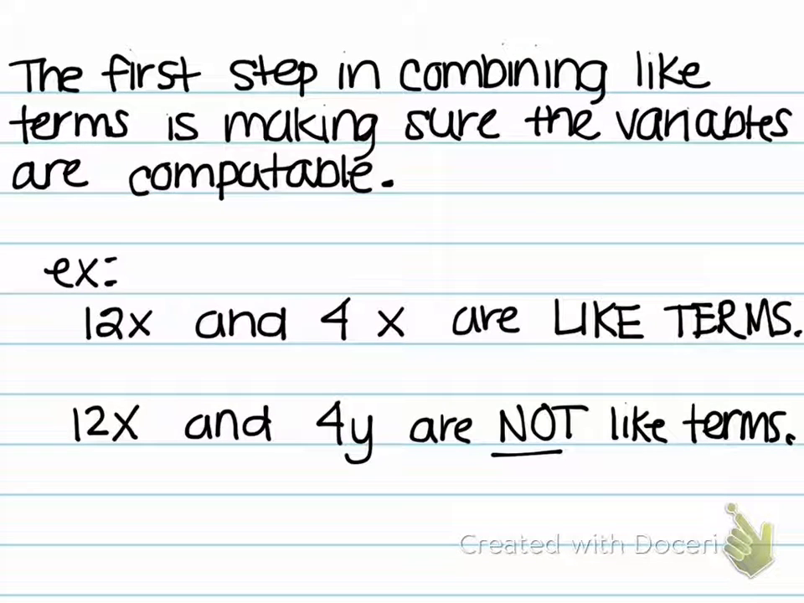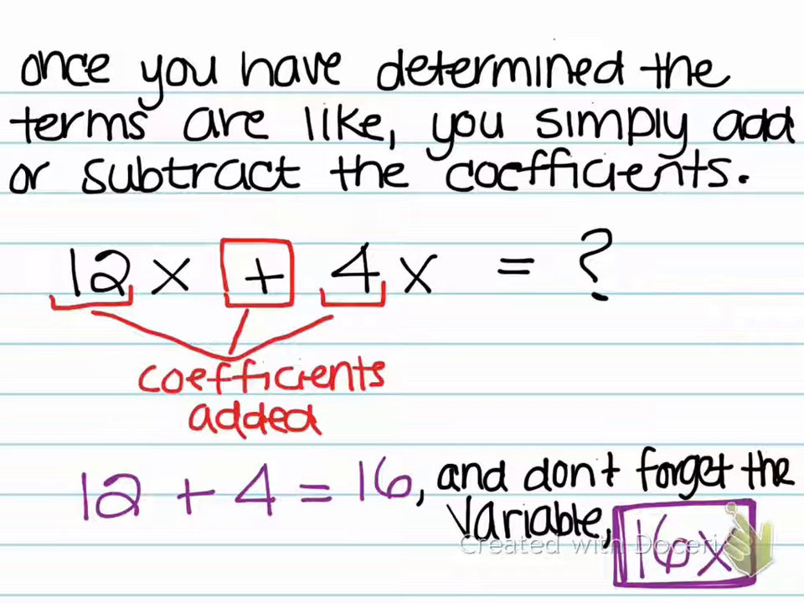The first step in combining like terms is making sure the variables are compatible, or the same. Example, 12x and 4x are like terms. 12x and 4y, on the other hand, are not, because of the y and the x. They're different. Once you have determined the terms, you simply add or subtract the coefficients.